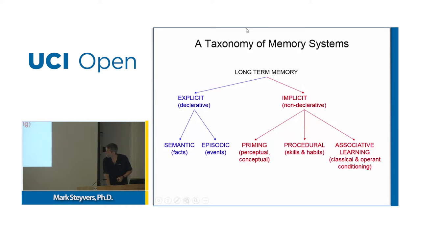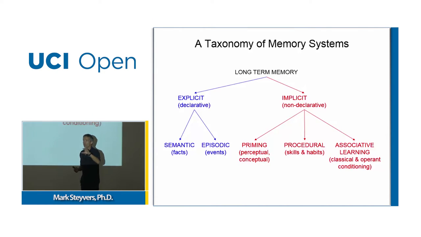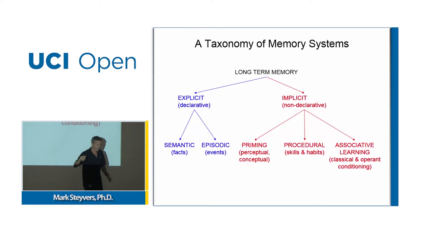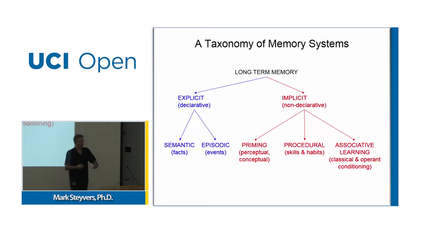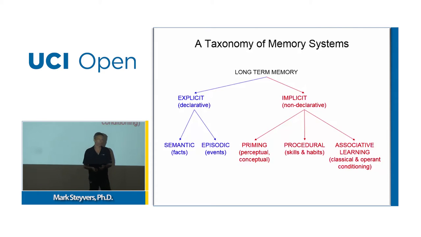Then within implicit memory, you can make a distinction between priming. We'll give a number of examples of priming. So priming is a case where you see something or you hear something. Later you might hear something or see something similar. And the second time, you're faster in processing. And you don't quite know why you're faster, you just are. And those previous exposures help to prime the second or subsequent exposures.